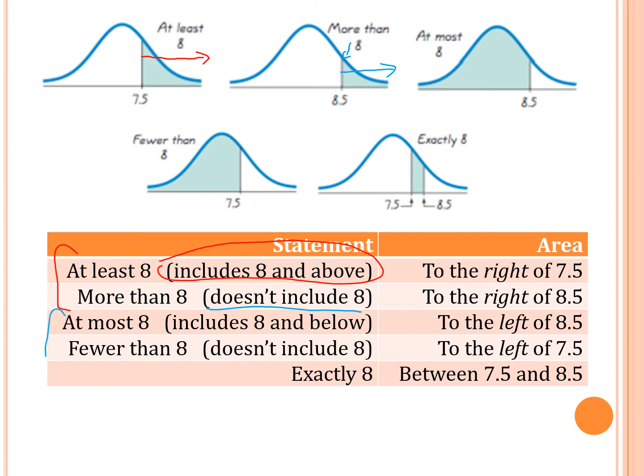These two also always go together. At most 8 versus fewer than 8. At most includes 8 in that shaded area. Fewer does not include 8.